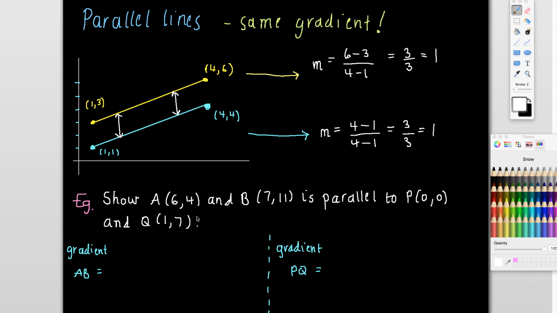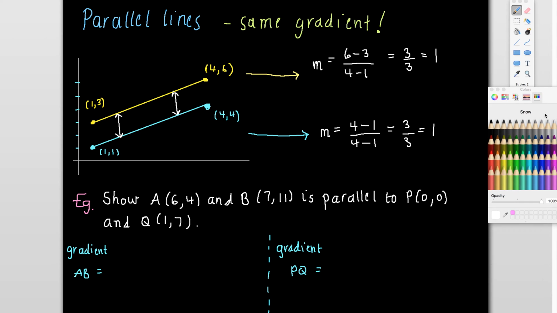You can answer questions like the one underneath. There are two coordinates, A and B, and you want to show that AB is parallel to this particular line interval PQ. To prove that they're parallel, what you need to do is show that they have the same gradient. So I'm going to do that now. The gradient of AB, these two coordinates here: the difference in the y's is going to be 11 minus 4, and the difference in the x's is going to be 7 minus 6. Of course, that is 7 over 1, or 7.